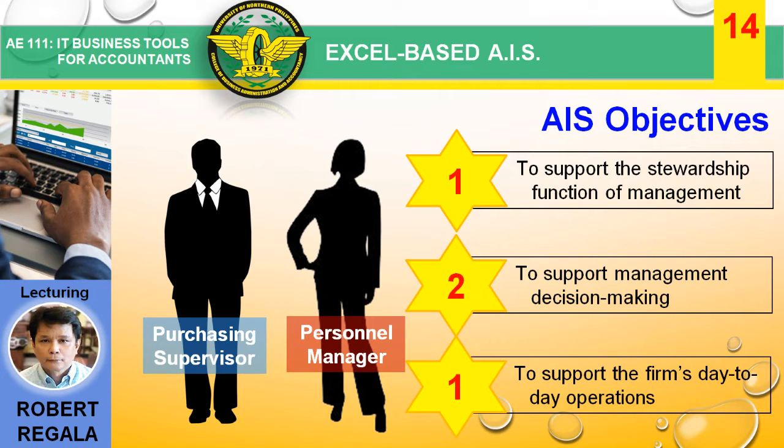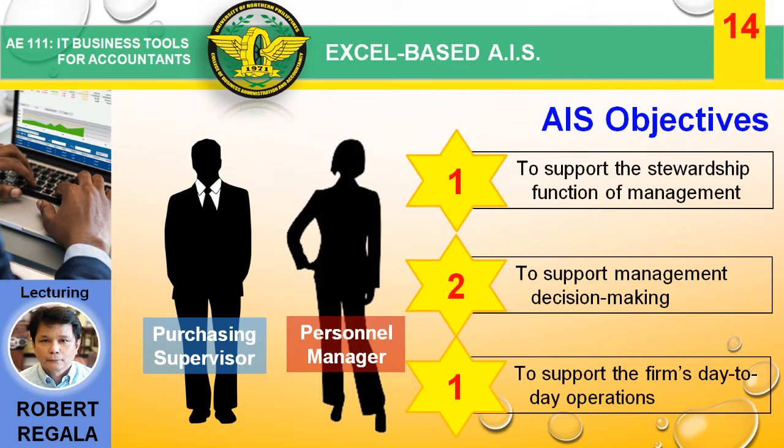However, three fundamental objectives are common to all systems. Number one, to support the stewardship function of management. Stewardship refers to management's responsibility to properly manage and utilize the resources of the firm. The information system provides information about resource utilization to external users via traditional financial statements and other mandated reports. Internally, management receives stewardship information from various responsibility reports.